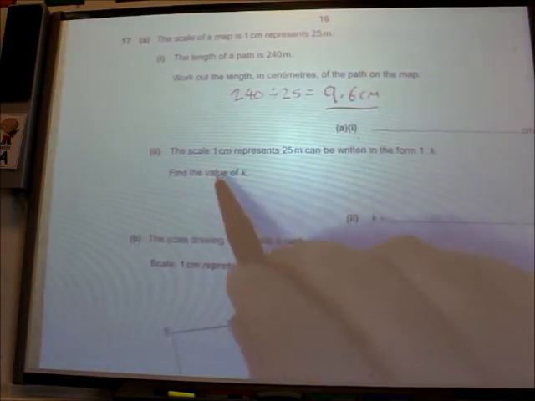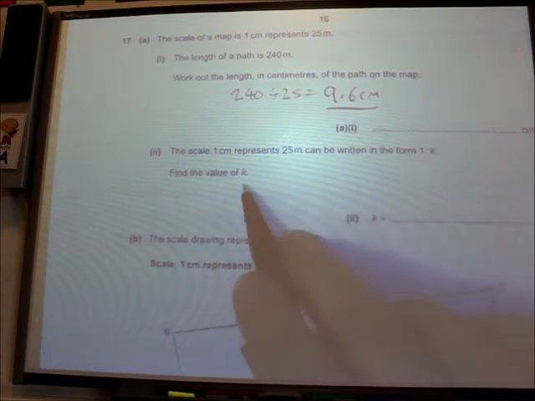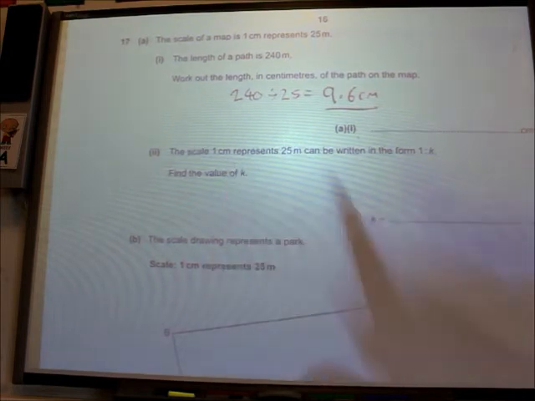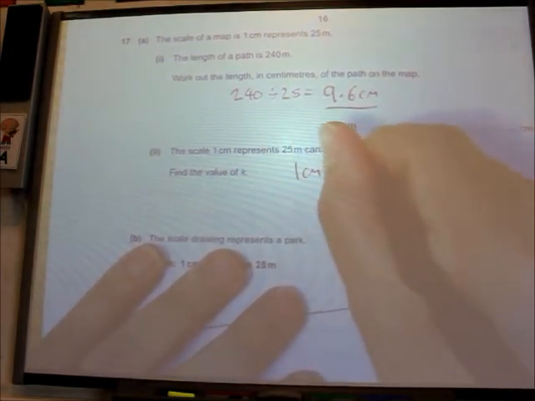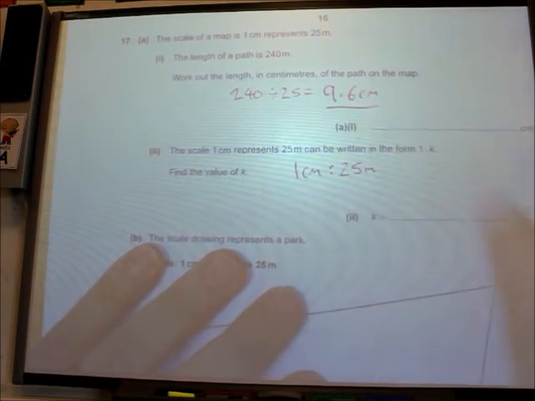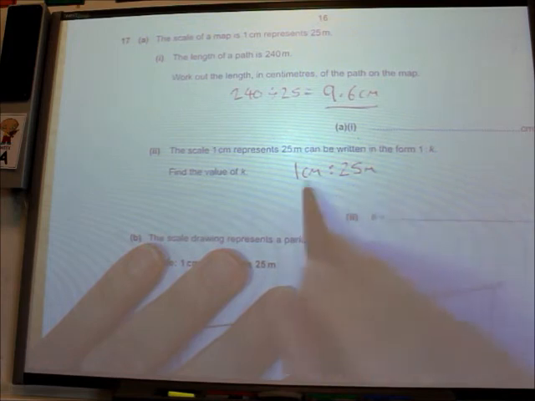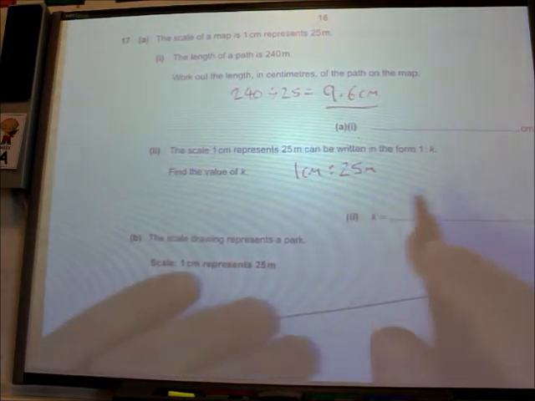Right, next one. The scale: 1 centimetre represents 25 metres. It can be written in the form 1 to k. Find the value of k. So 1 centimetre to 25 metres. The problem with that is they're in different units. So when you do ratios, they've got to be in the same unit.